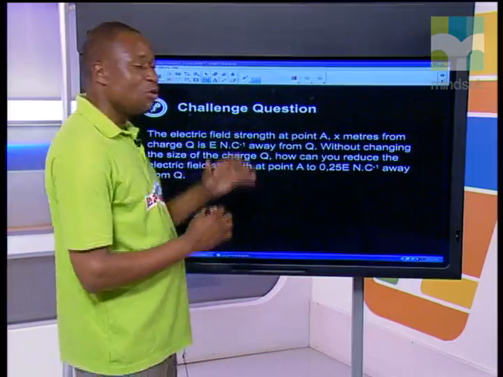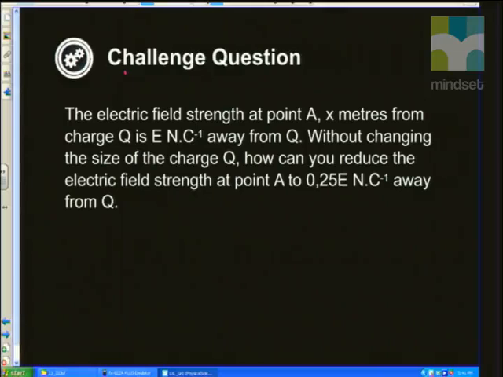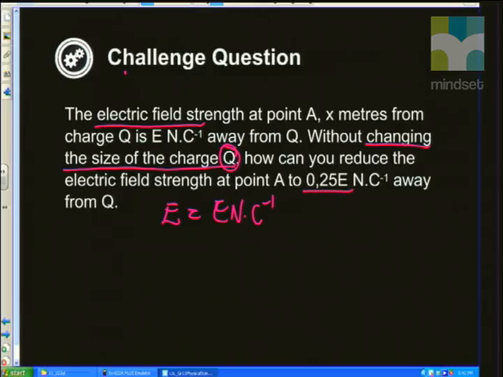Let's just move on. We are to look at our challenge question now, and thereafter we will try to have time to look at the questions that you sent us. Let's look at this question here. It says the electric field strength, E, at a point A, which is x meters from the charge, is E N per coulomb. Now, without changing the size of the charge Q, how can you reduce the electric field strength at point A to 0.25 newtons per coulomb?